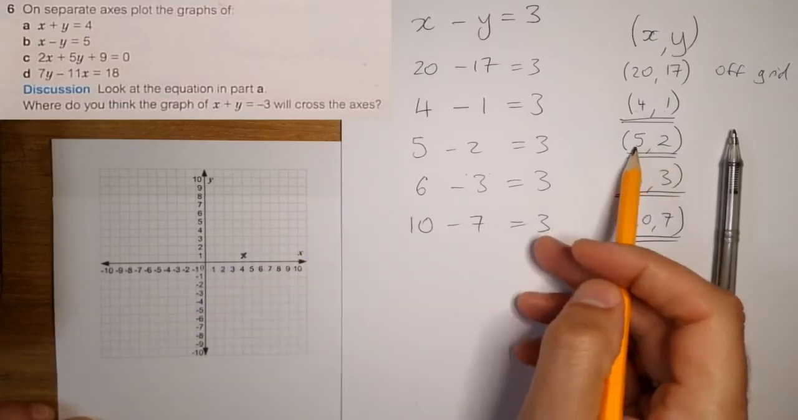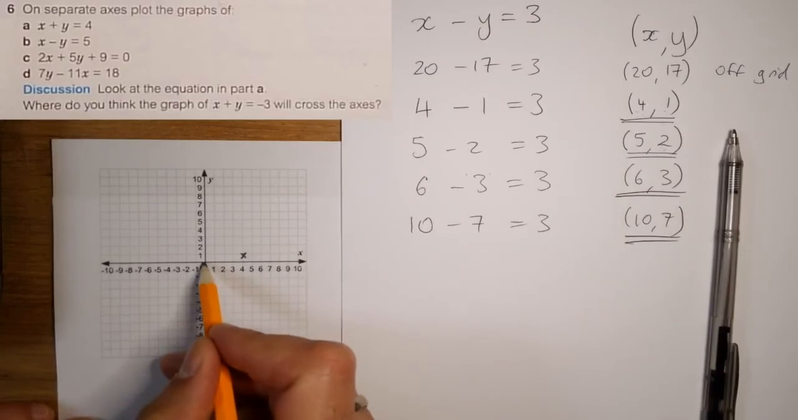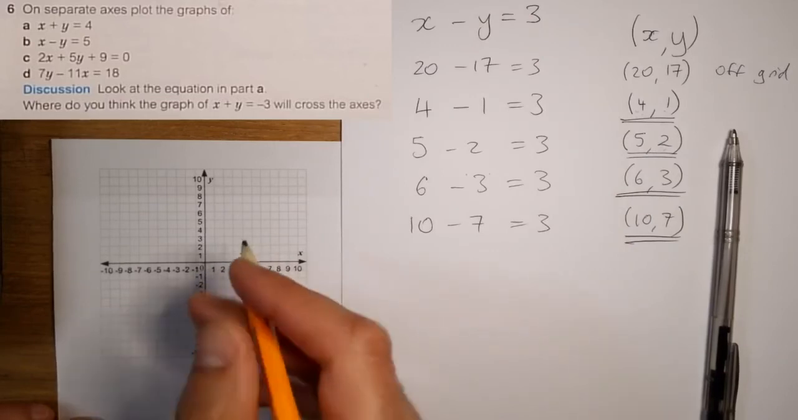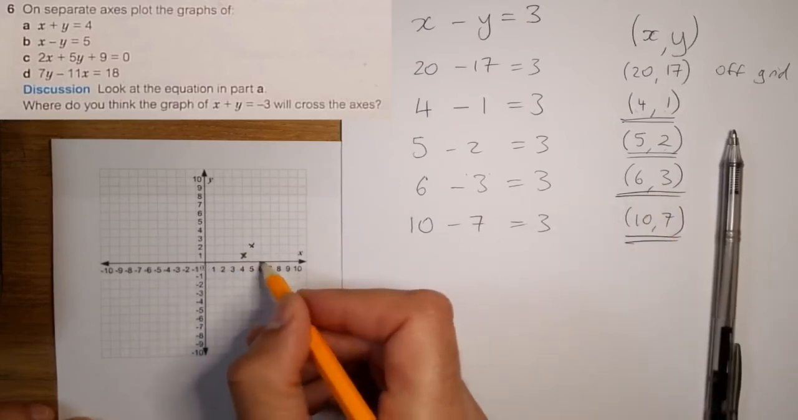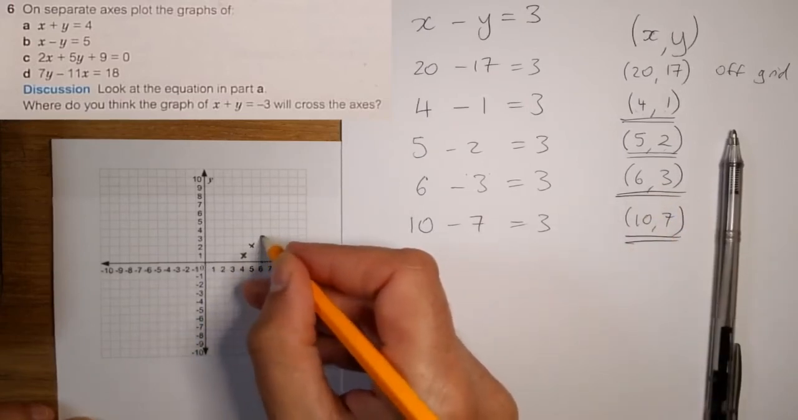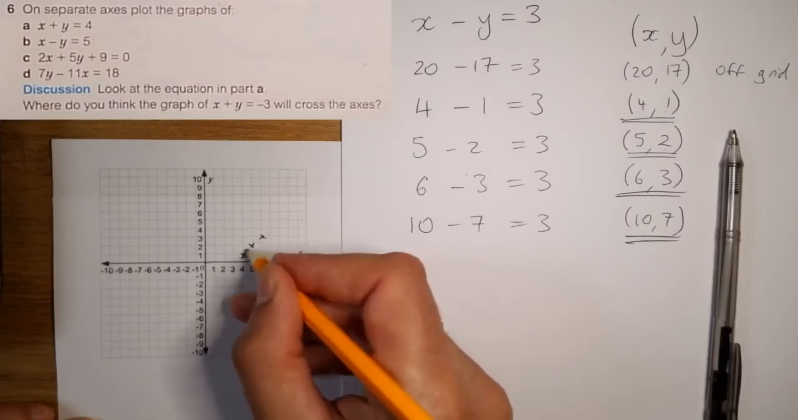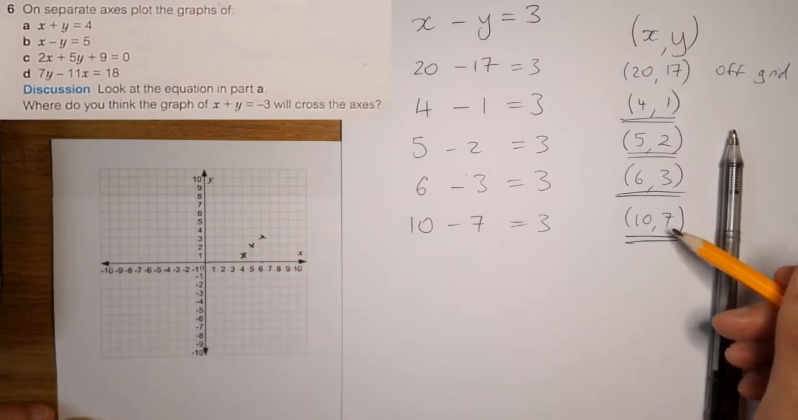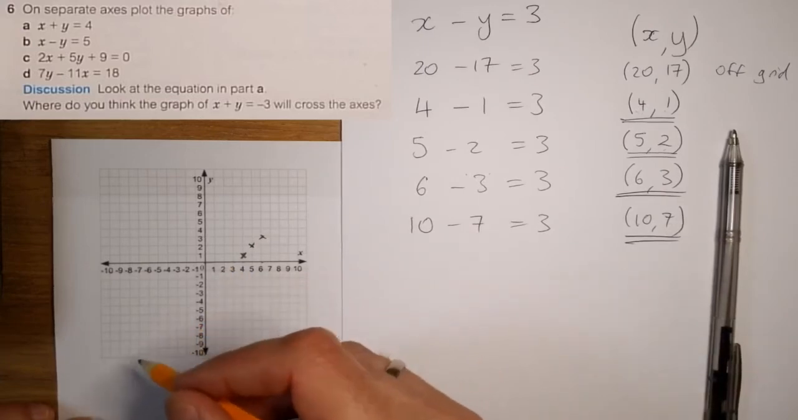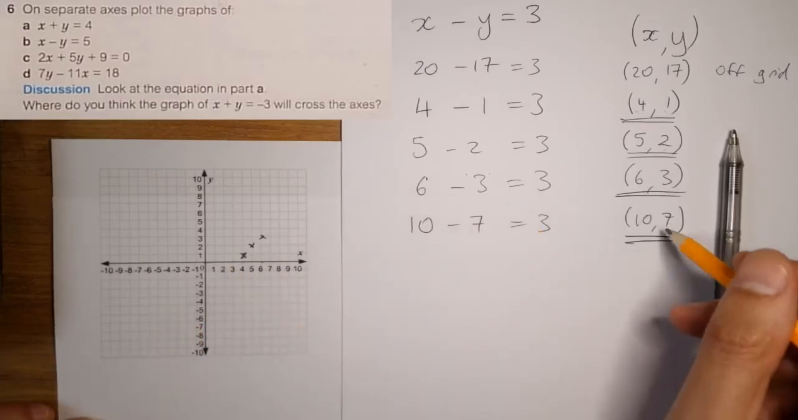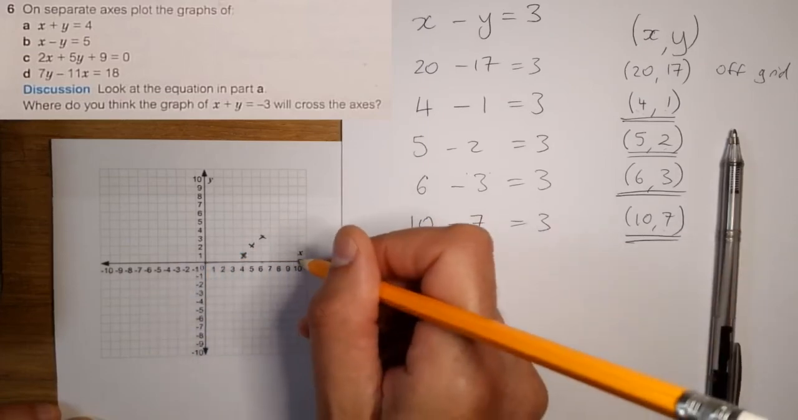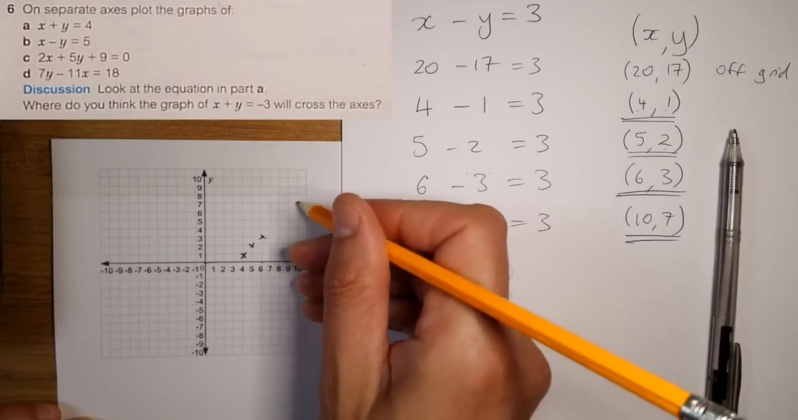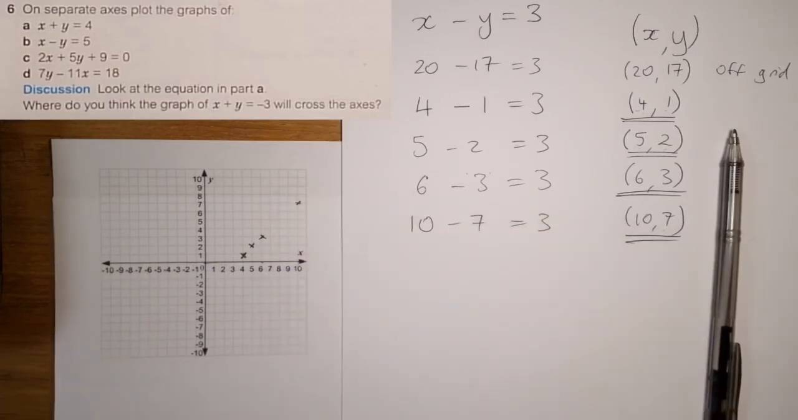The next one is along 5 and up 2. So start from the origin, along 5, up 2, that's there. The next one is 6, 3, so along 6, up 3 squares, 1, 2, 3, that's there. Now you can see they're in a straight line. At this point I've plotted 3, so I could just get a ruler and put a line through them. As I've worked this one out, I'm going to do it anyway. So start there, along 10, up 7 is there. Okay, is that in a straight line? Let's grab that ruler, find out.